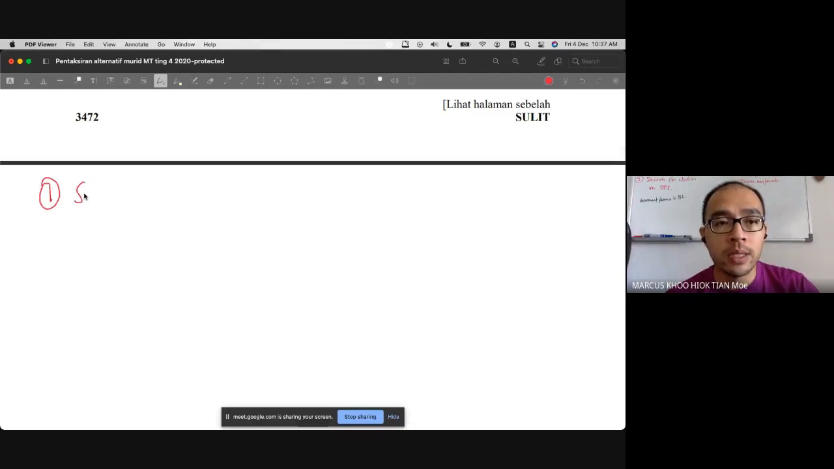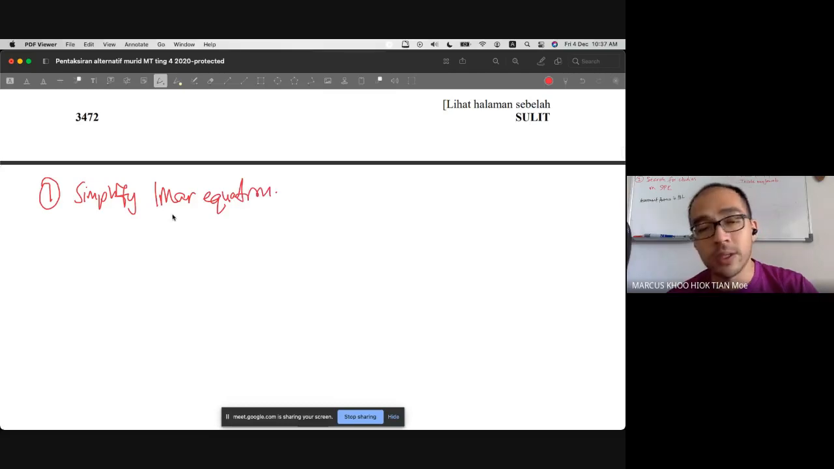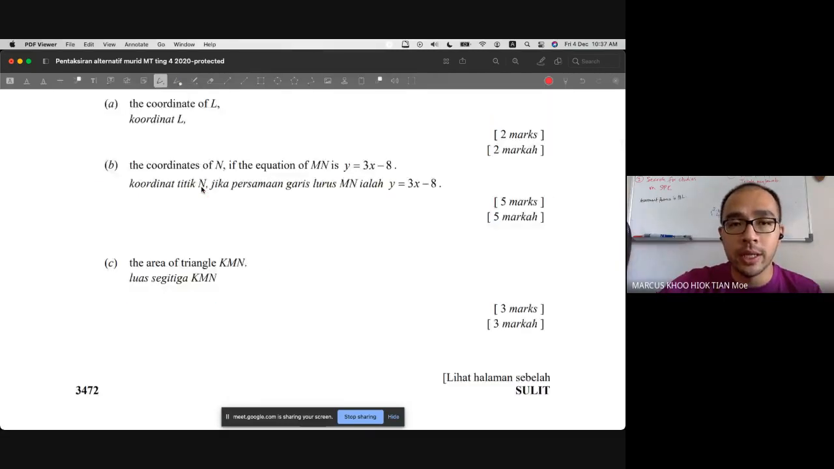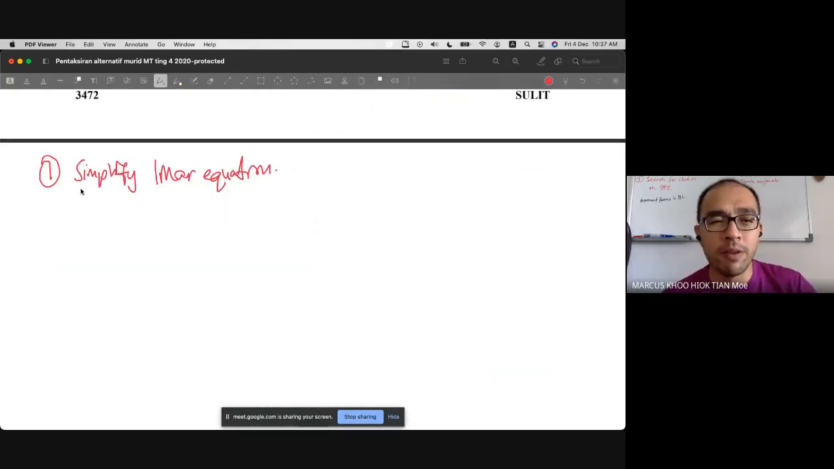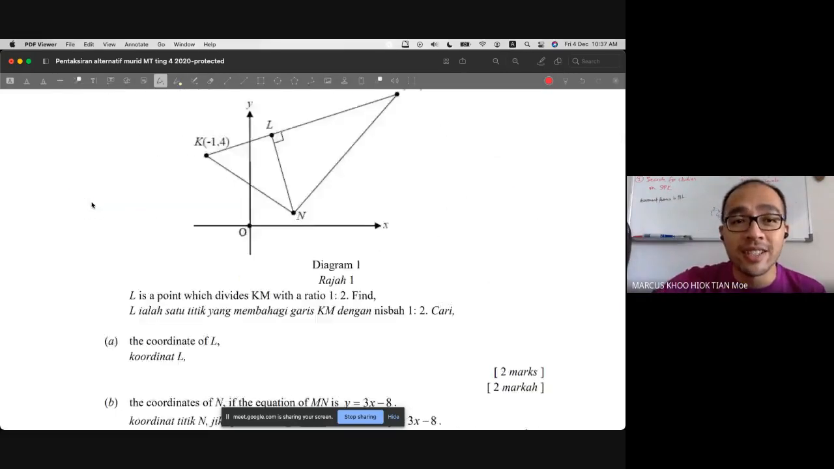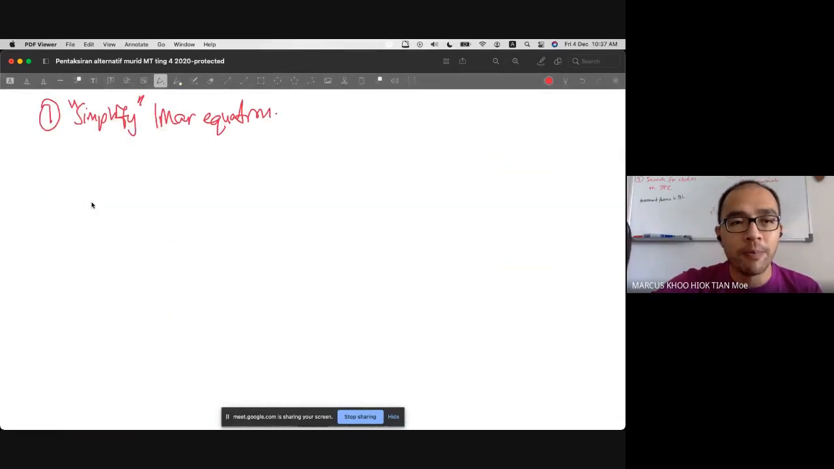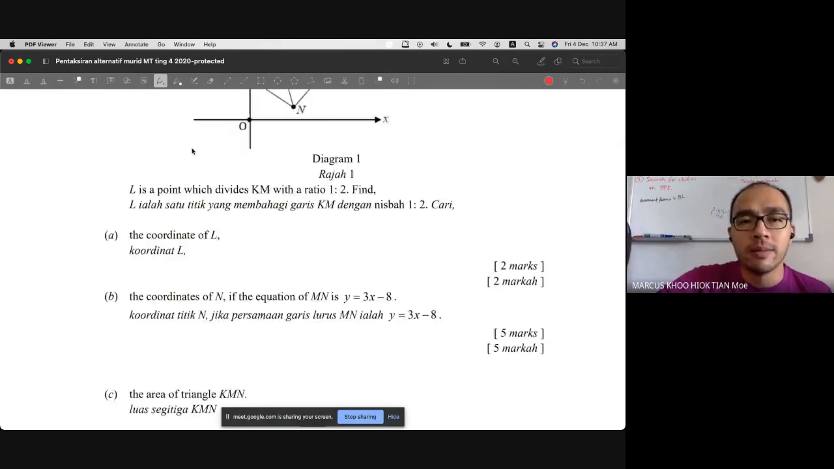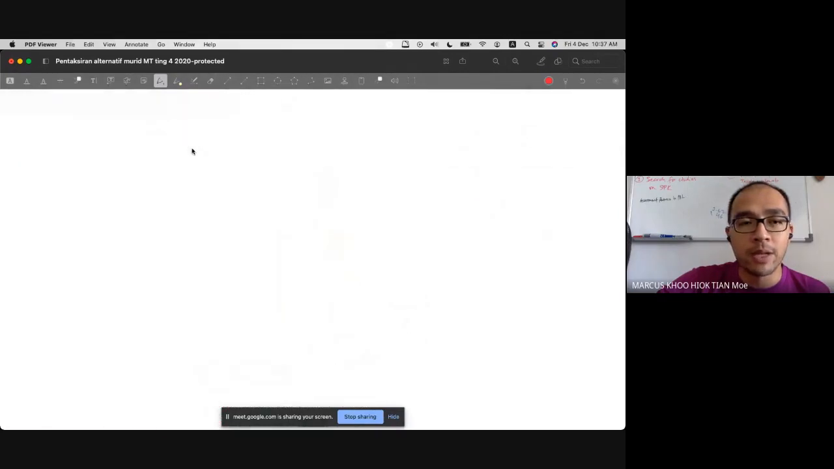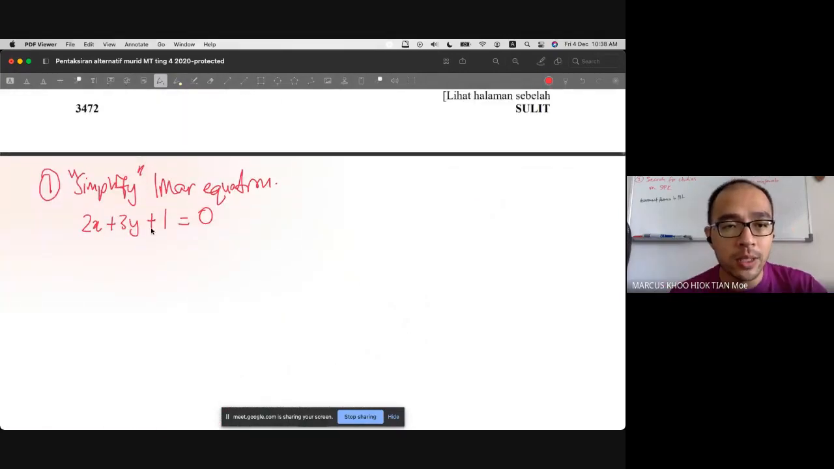Okay, so we simplify the linear equation. Okay, the first step now is to simplify the linear equation. So the linear equation is 2x plus 3y equals to 1. When I say simplify, not really simplify lah, but what I mean is saya kasi jadi satu huruf lah. Sorry, what's the equation again? 2x plus 3y equals to 1. Okay, so 2x plus 3y minus 1 equals 0. Betul ke ini? I'm having short-term memory. Sorry, plus 1. Okay, plus 1 equals to 0.